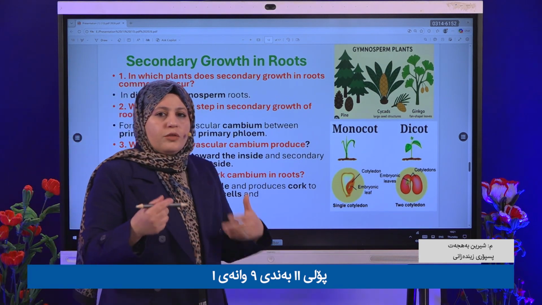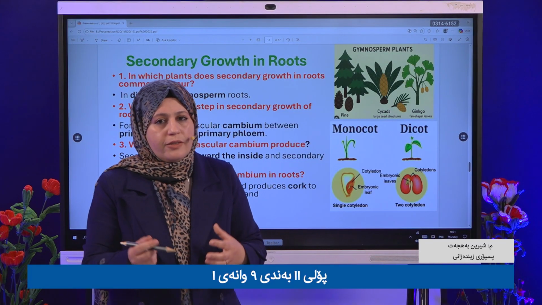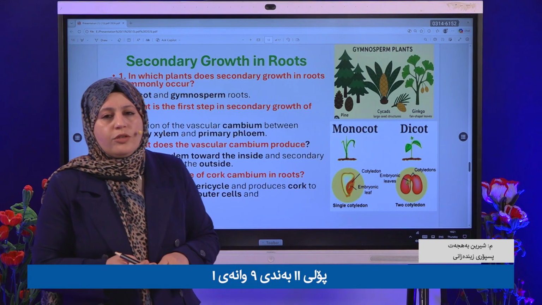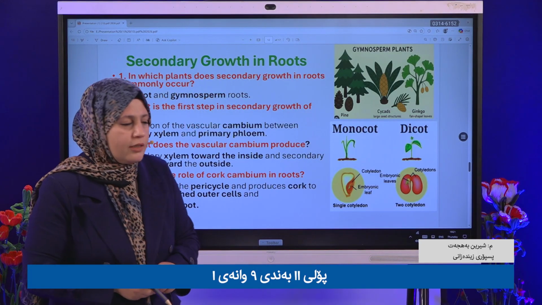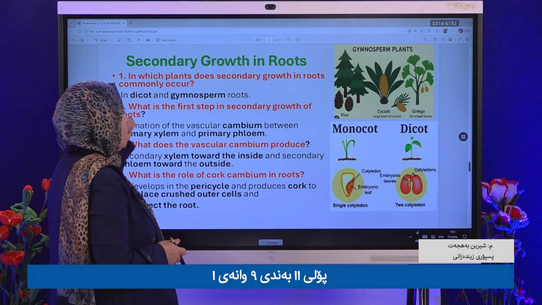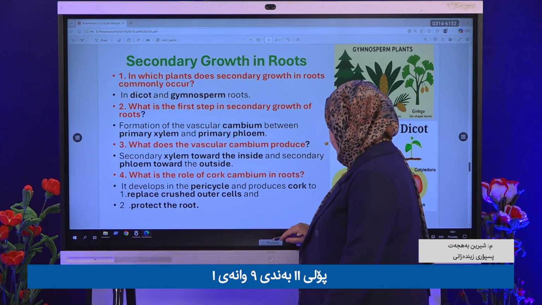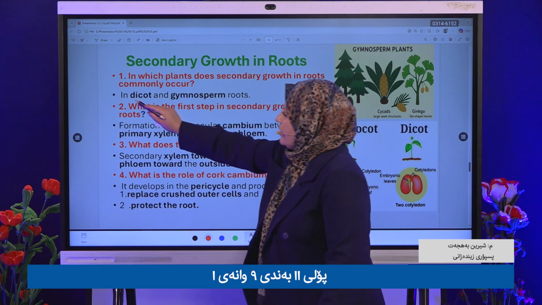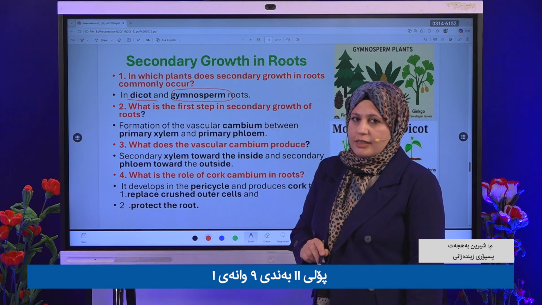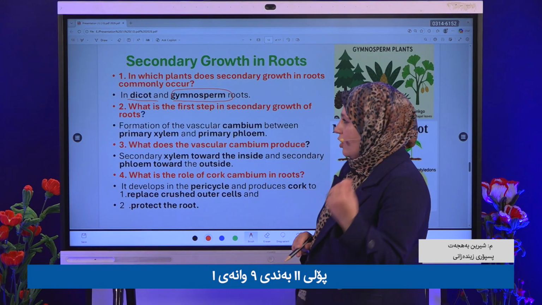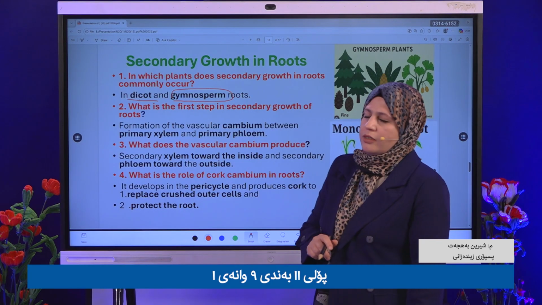Do all roots go through secondary growth? Of course not. Only dicot and gymnosperm tree roots go through secondary growth. In which plants does secondary growth in the root commonly occur? In dicot and gymnosperm roots. Clear? So it only occurs in dicot and gymnosperm roots.